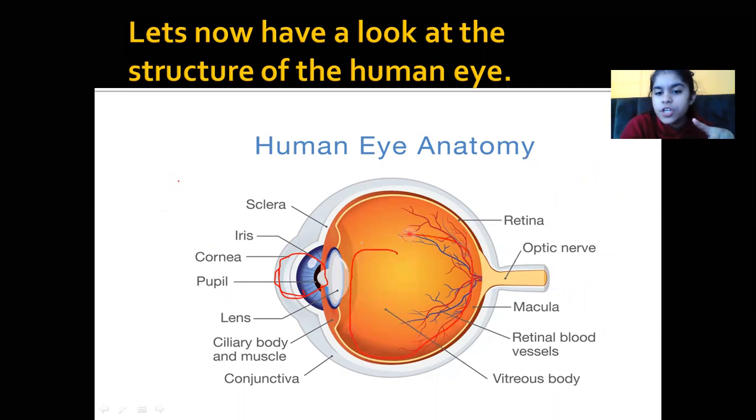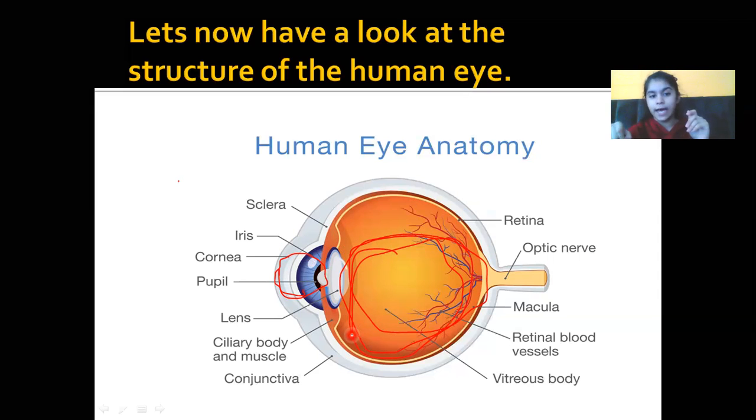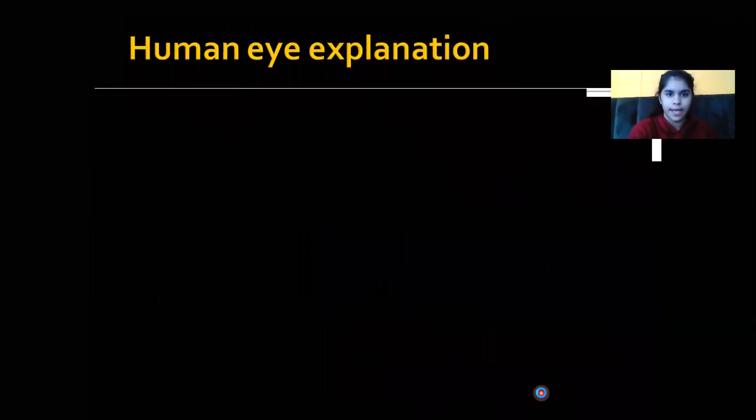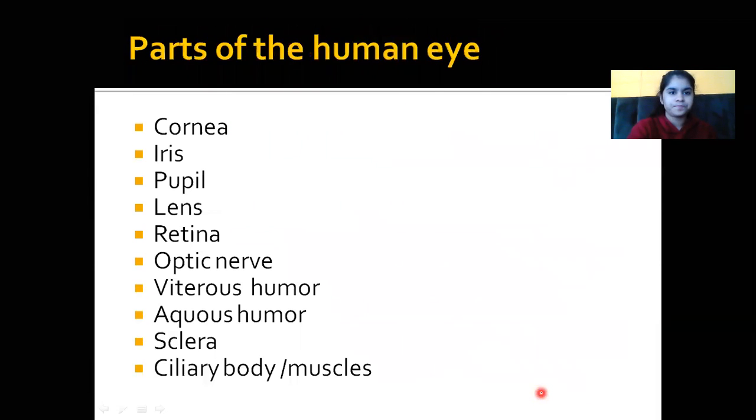Then this whole portion is filled by a black liquid. When you further study the dissection of the human eye, you'll understand that this portion of the human eye is filled with a black liquid called the vitreous humor. Here it is written body, but I'll tell you what the name actually is.